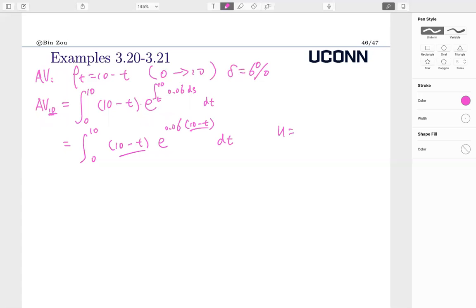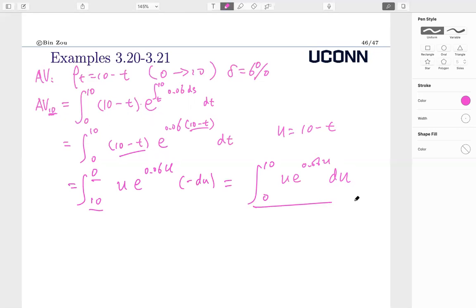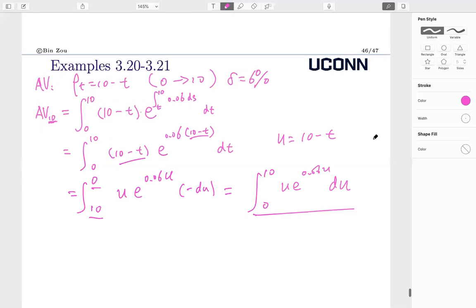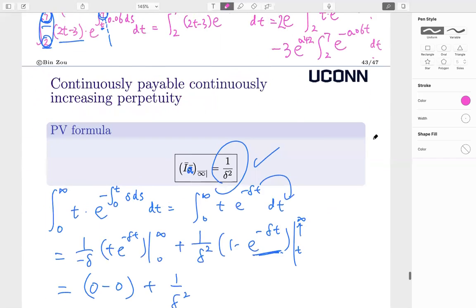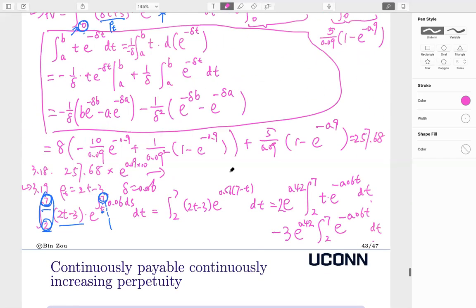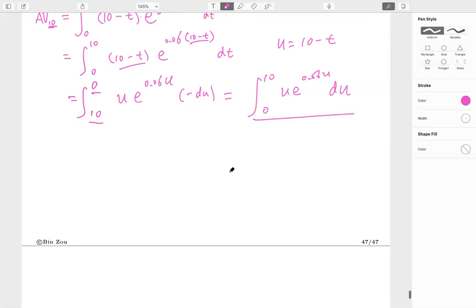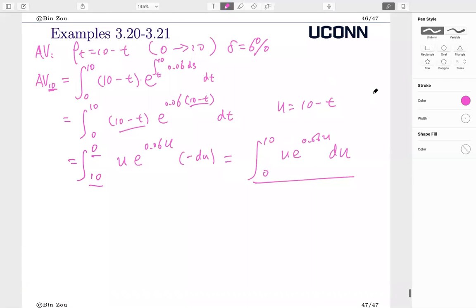Let's use u to replace it. So when t is 0, u is 10. When t is 10, u is 0. Here's u, 0.06 u. dt is negative du. So you can switch the position, then it cancels the negative, right? This is a standard integration by parts. I actually have the formula down here. So if you want, you can directly apply it, right? But you can also calculate this relatively easily, right?